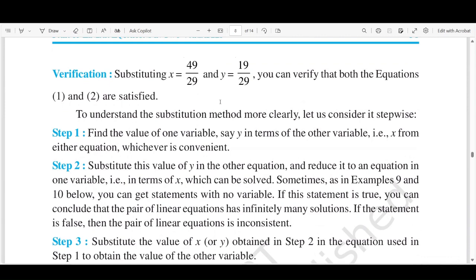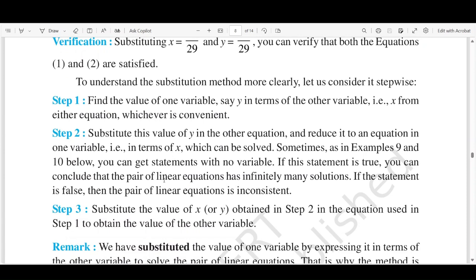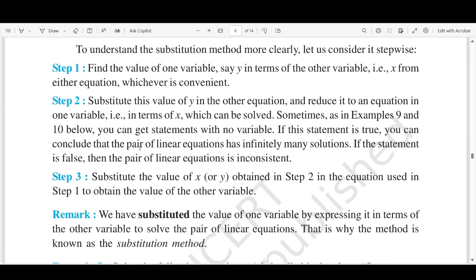Similar to the graphical method, you can also substitute the solution you have obtained in both the equations and verify it, right? Here they have given the steps involved in the substitution method. Step 1: find the value of one variable, say y, in terms of the other variable, that is x, from either equation, whichever is convenient. So you can choose the simplest equation among the two. Step 2: substitute this value of y in the other equation and reduce it to an equation in one variable, that is in terms of x, which can be solved.